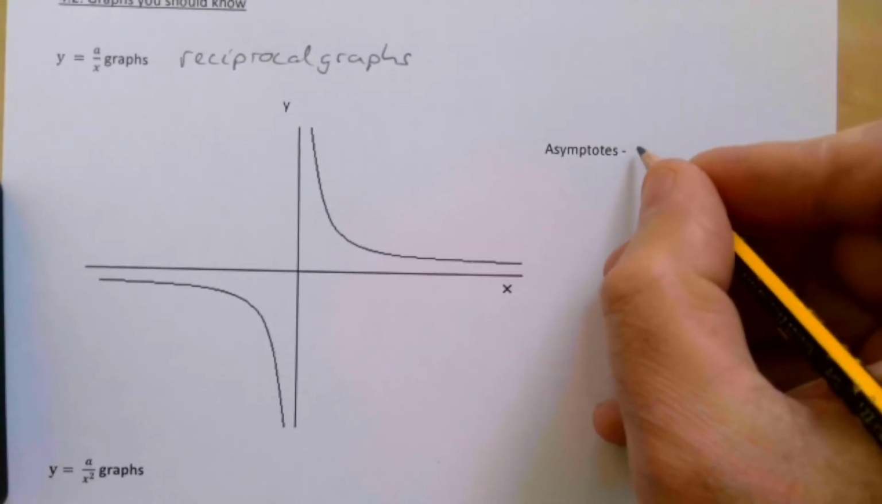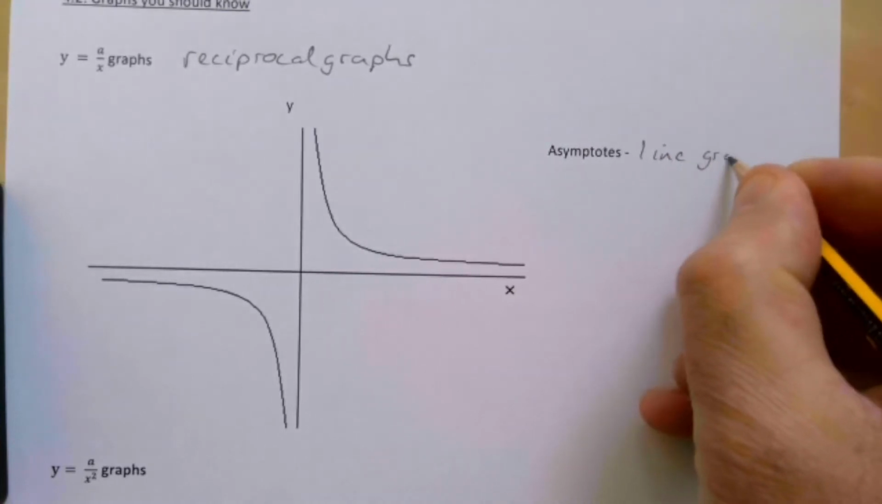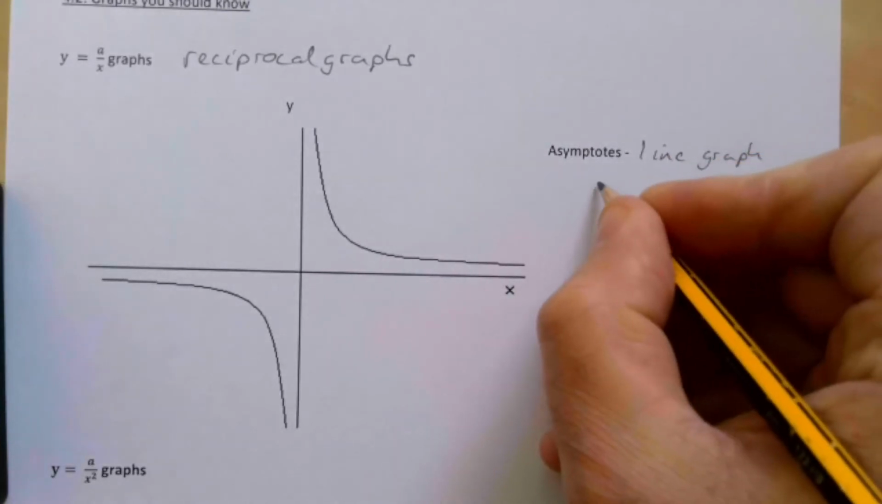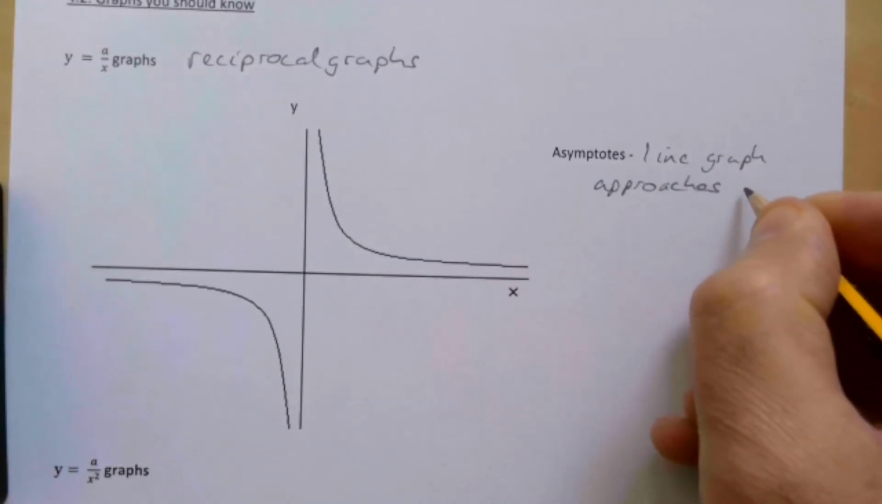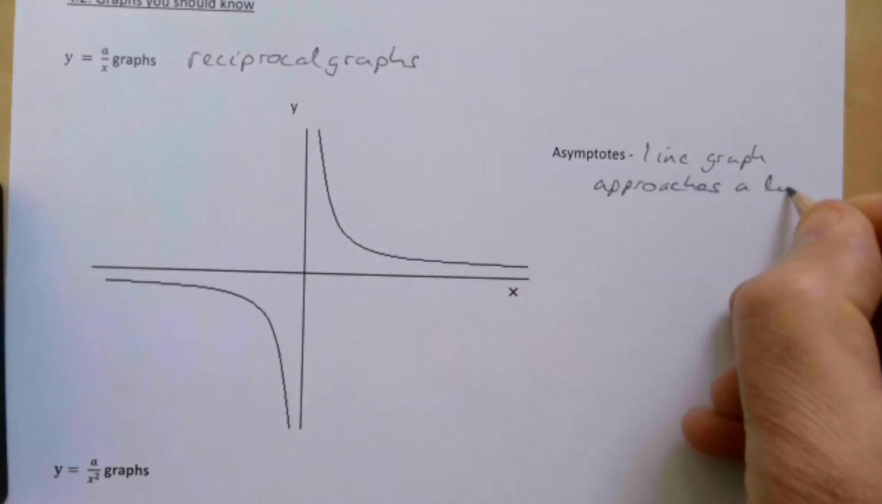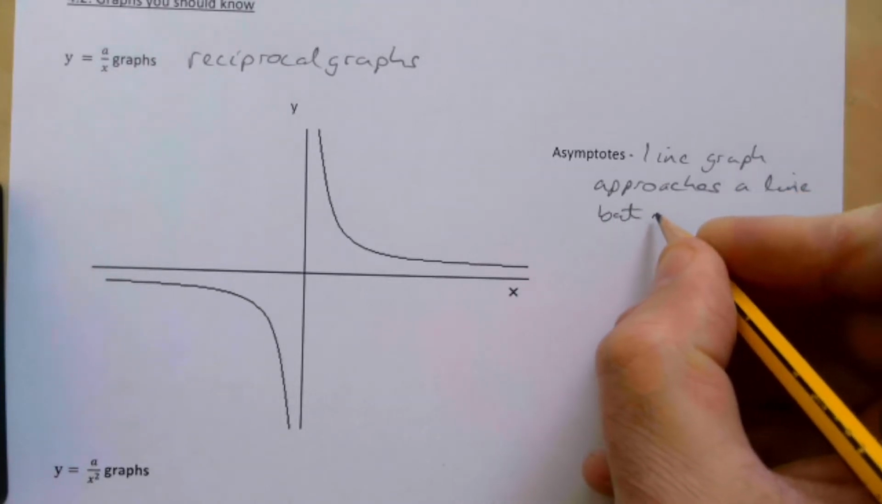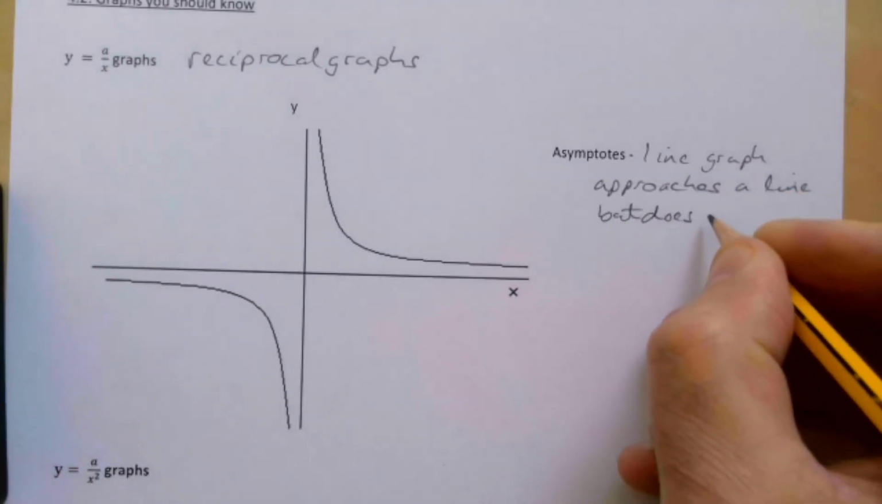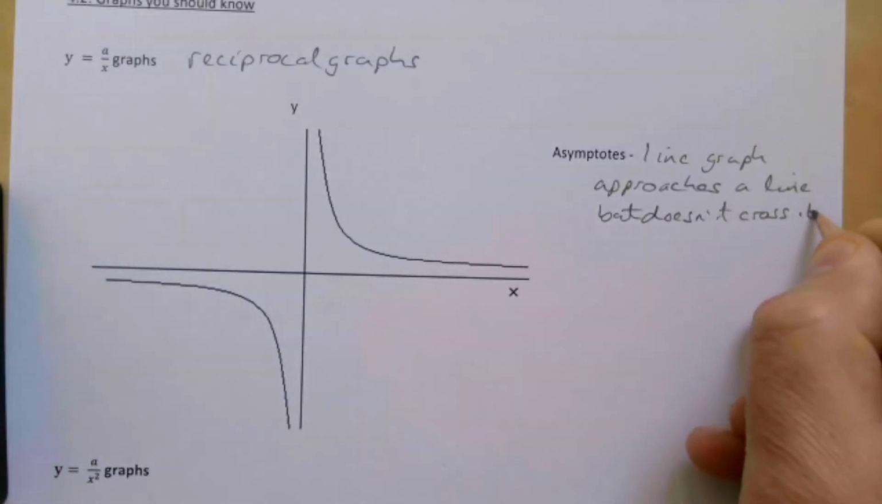So a real thing about thinking about asymptotes is that the graph approaches a line but doesn't cross it.